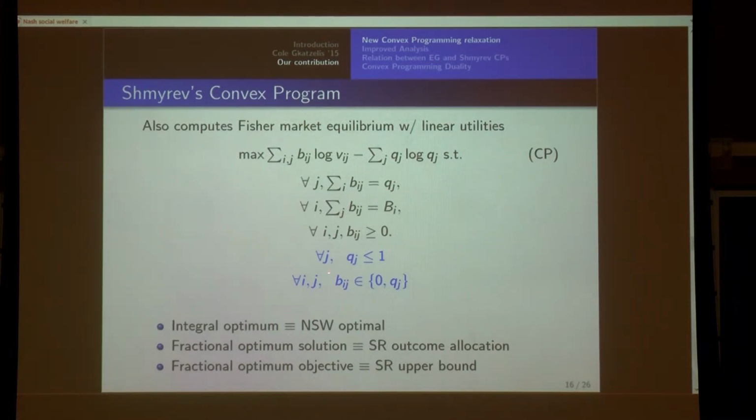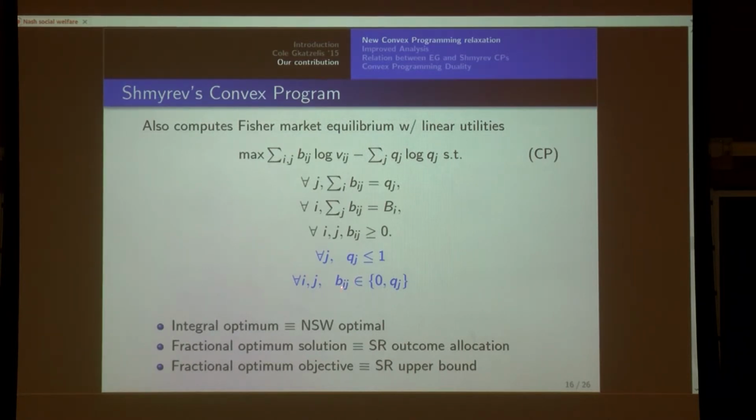Now to this, if you add this constraint, Qj less than or equal to 1, this captures the spending restricted outcome. Here the interpretation changes a little bit. Qj is the total spend on item j. Without this, the spend and the price are the same because of market clearing constraints, but now they're different. So now Qj is the total spend, and this captures the spending restricted outcome.